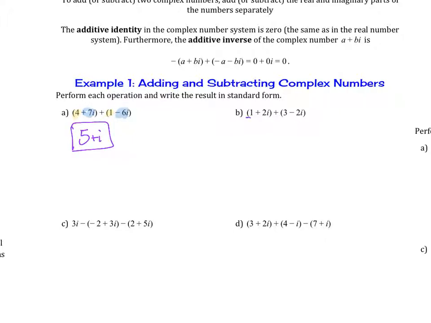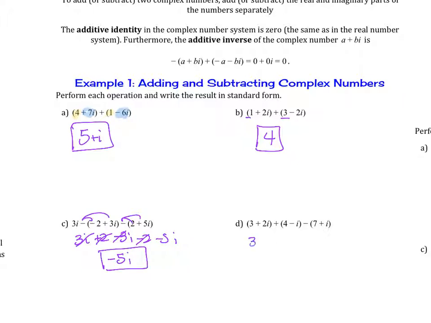Then we'll do the next one. 1 plus 3 is 4, plus 2i minus 2i is 0. So just 4. Next, we need to make sure to distribute the negative. So this is 3i plus 2 minus 3i, then minus 2 minus 5i. So the 3i cancels out, 2 minus 2 cancels, so this answer is -5i.